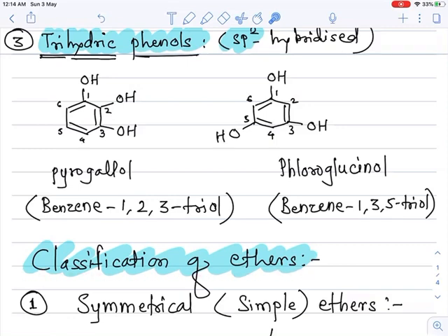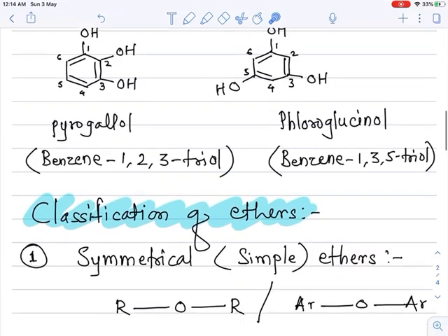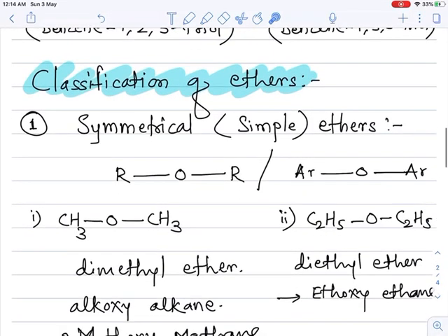Now the next important part of this chapter is classification of ethers. Ethers are classified mainly into two types. It's very simple: symmetrical ethers, that is simple ethers. In the ether functional group, O is attached on both sides to the same alkyl group, so its general formula is ROR, or two same aryl groups attached on both sides of the functional group. So ArOAr is the general formula for these symmetrical or simple ethers.